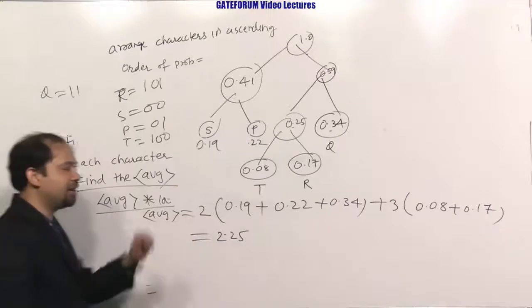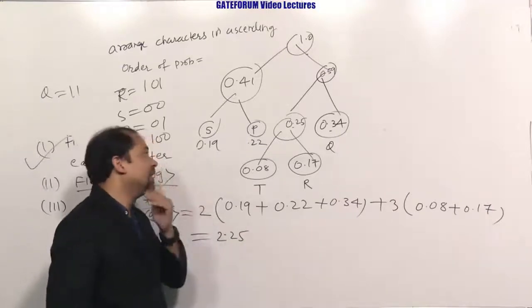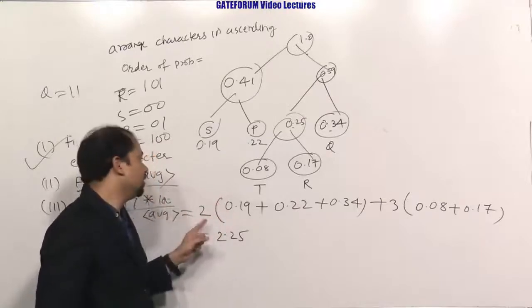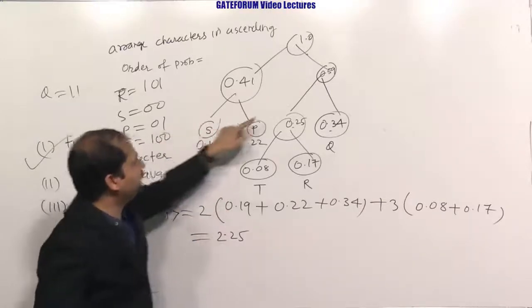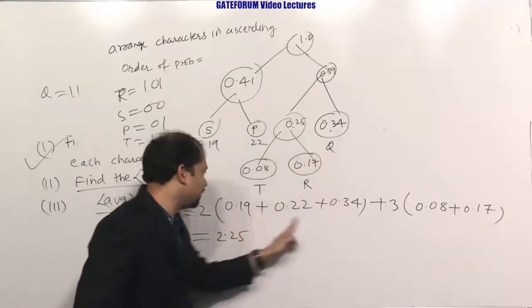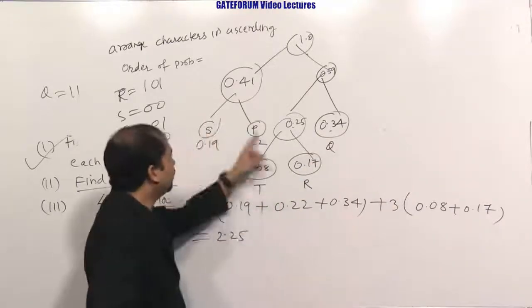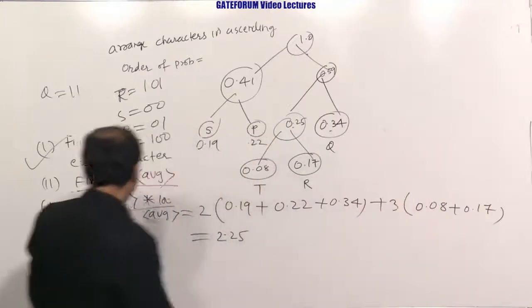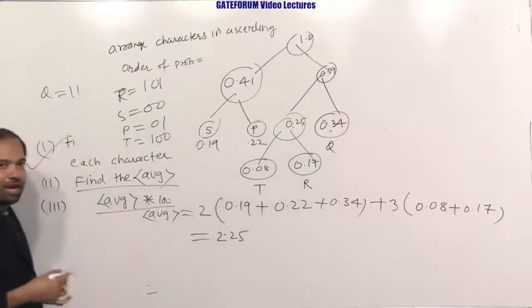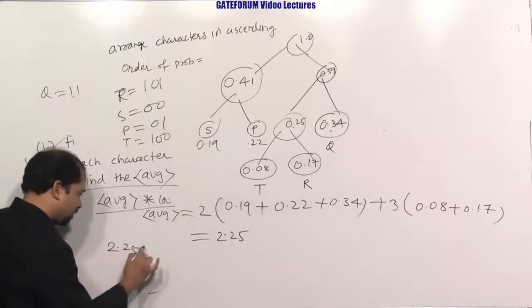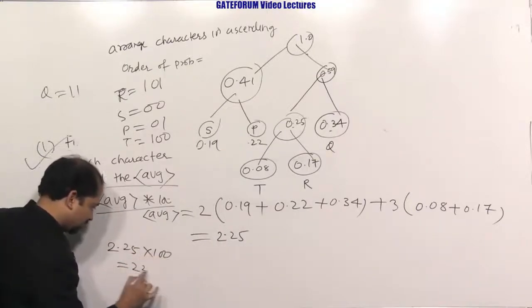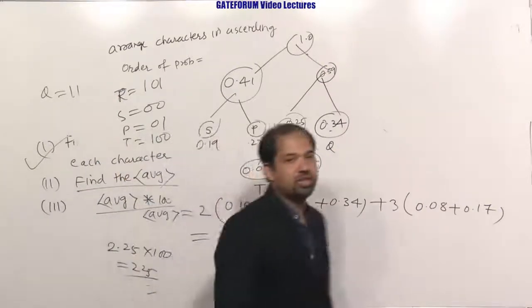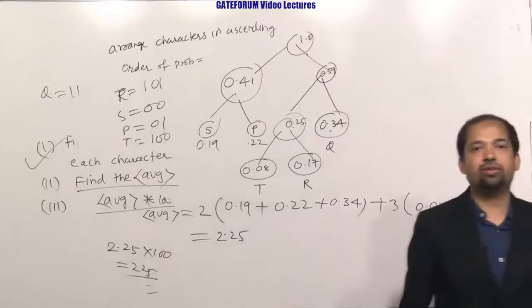Average length, again I am saying, average length of the coding scheme is the length of each code into its probability. So length of S, P and Q is 2 and the probability is this. We have to add. The length of these two is 3 and probability is 0.08. So like that. So 2.25 and we have 100 characters. So 2.25 into 100. So this will be 225. So correct answer of this question is 225. This is the end of the question.